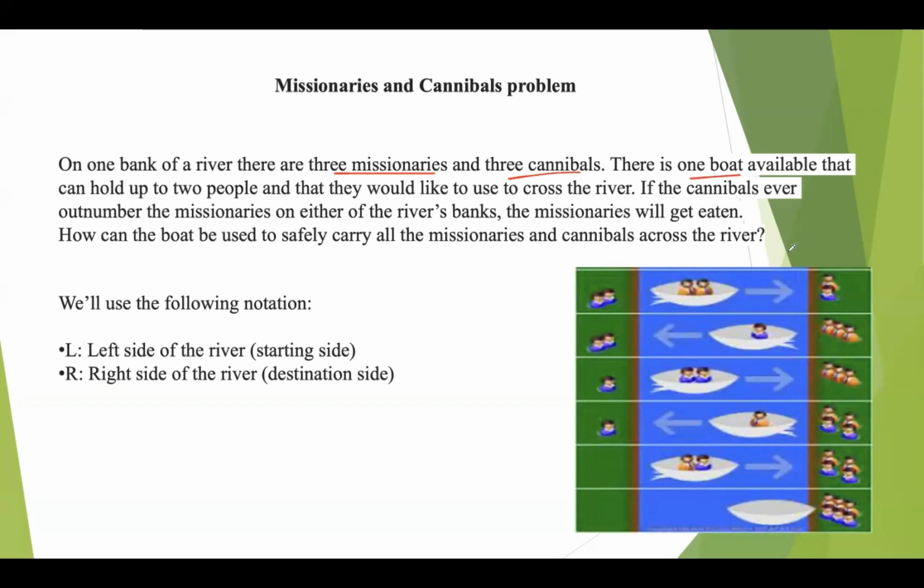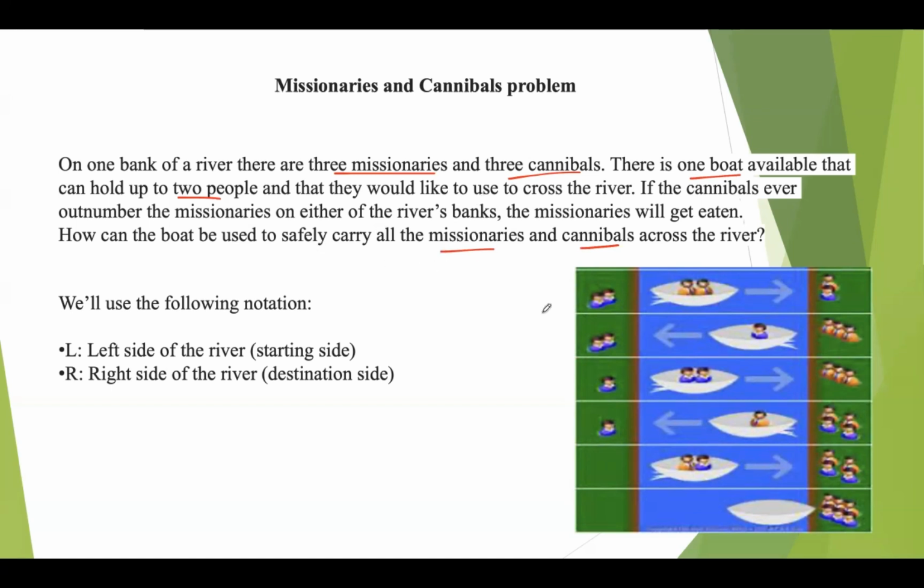There is only one boat available, and the capacity of that boat is that it can hold only up to two people. So they can use that in order to cross the river. If the cannibals are more than the missionaries, then the missionaries will get eaten. So, keeping this point in mind, we need to apply the logic, so that the boat can be used to safely carry all the missionaries and cannibals across the river. By satisfying this constraint, we need to achieve this task.